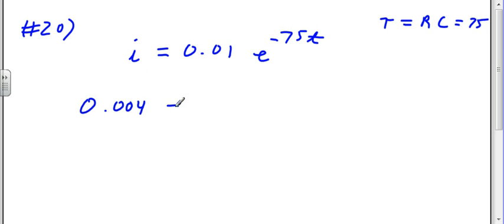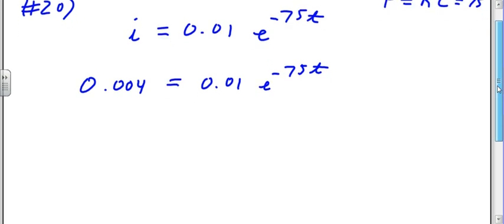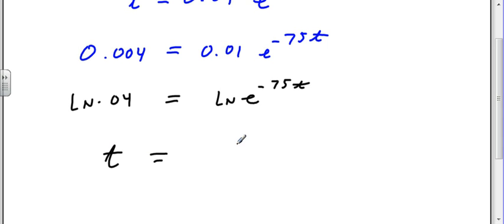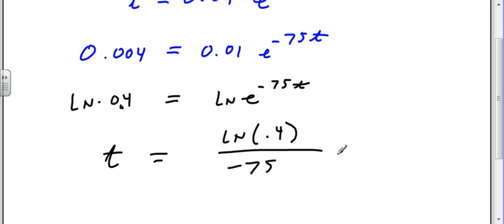Okay, find t in seconds when I is 0.004, equal to 0.01 e to the minus 75 t. Because we have to show math every now and then, we'll divide both sides: 0.4 is equal to e to the minus 75 t. Natural log of both sides. t is equal to the natural log of 0.4 divided by minus 75.